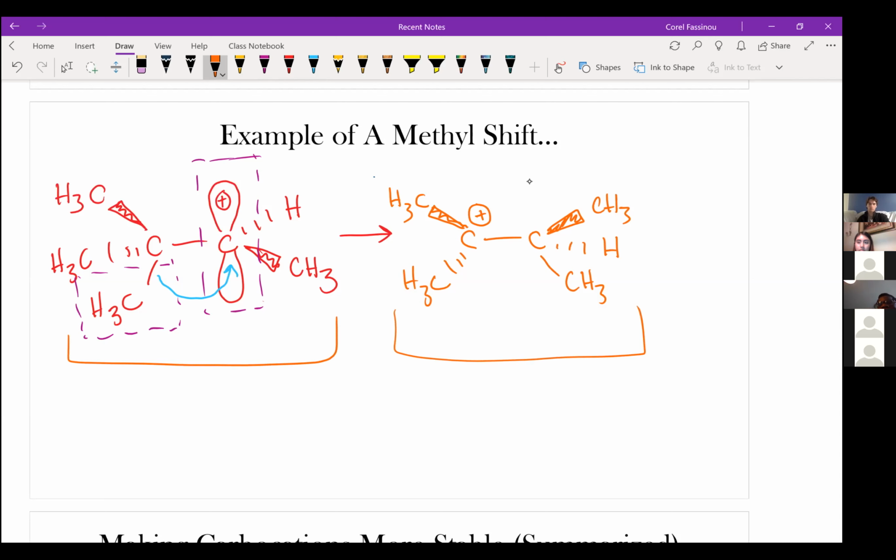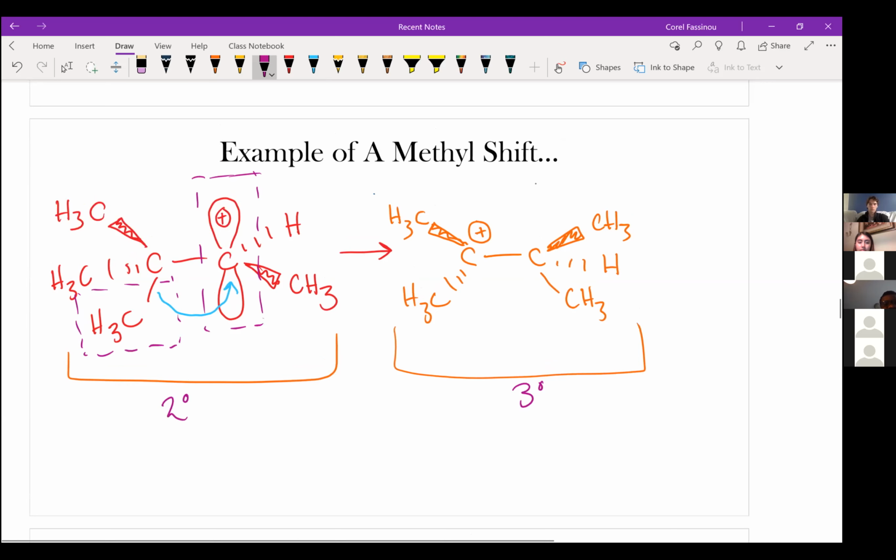Anyone? We started with secondary, and we ended with tertiary. Exactly. So you see how by doing this methyl shift, we were able to create a more stable carbocation based on these rules of hyperconjugation, and how the more alkyl groups you have attached to that carbon with the positive charge, the more stable you can make your carbocation.